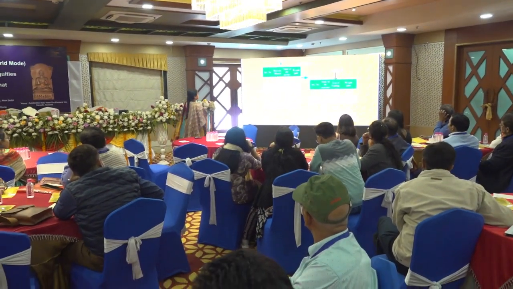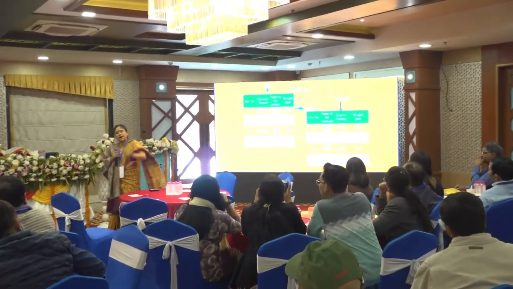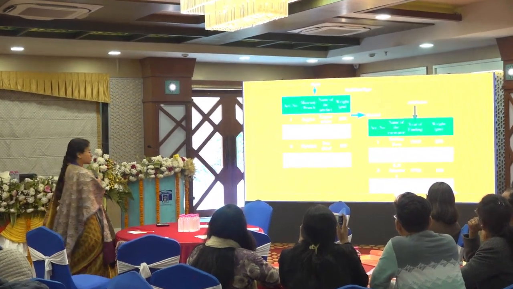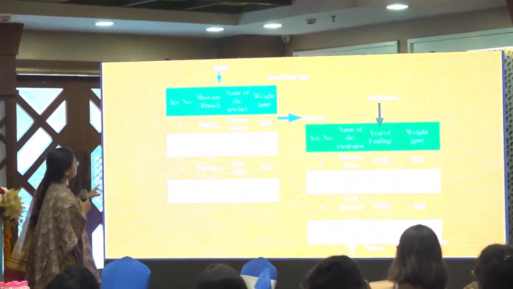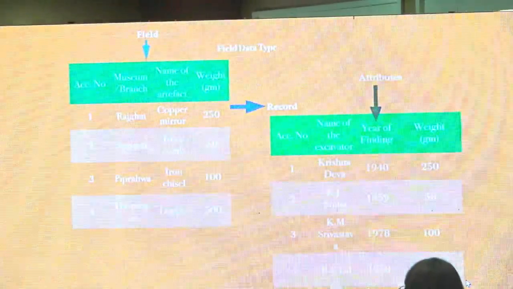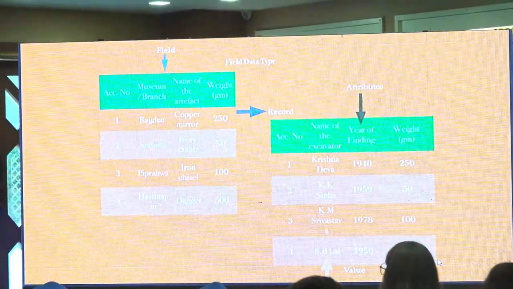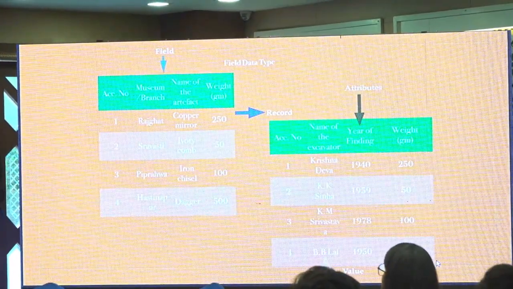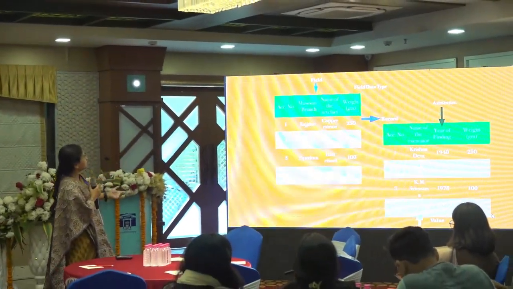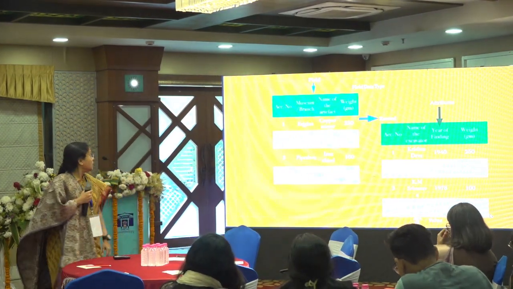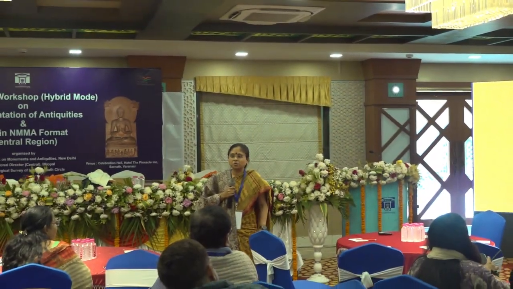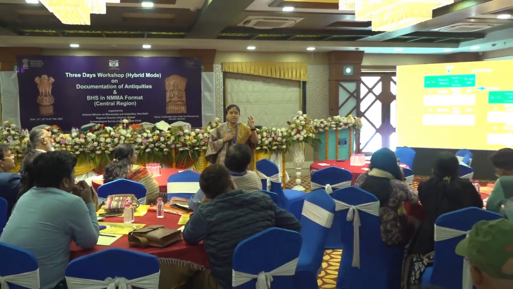Now we just have a look at these things. These vertical columns are known as fields and horizontal ones are known as records. And whatever you are putting there, these are values. By this particular word, we are not talking about numericals only, not 1, 2, 3, 4. When you are writing Rajghat, it is also a value here. And when you are saying something about this particular field, it's museum or branch, or name of the artifact, year of finding, these are all attributes or characteristics of this particular antiquity.